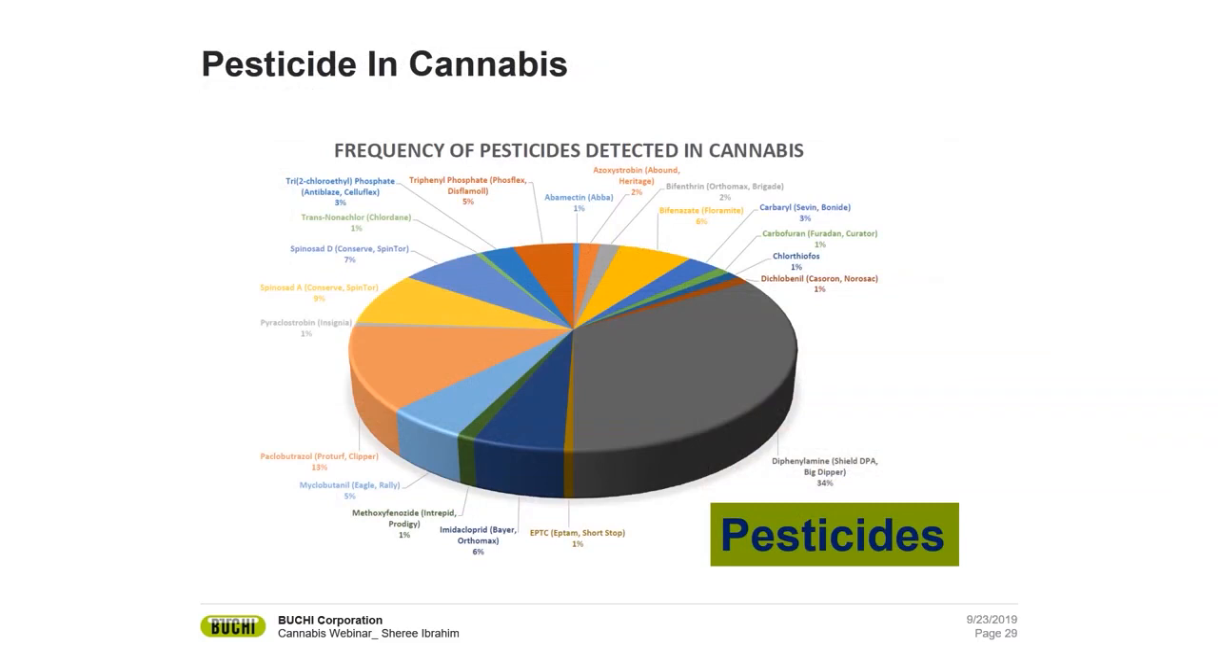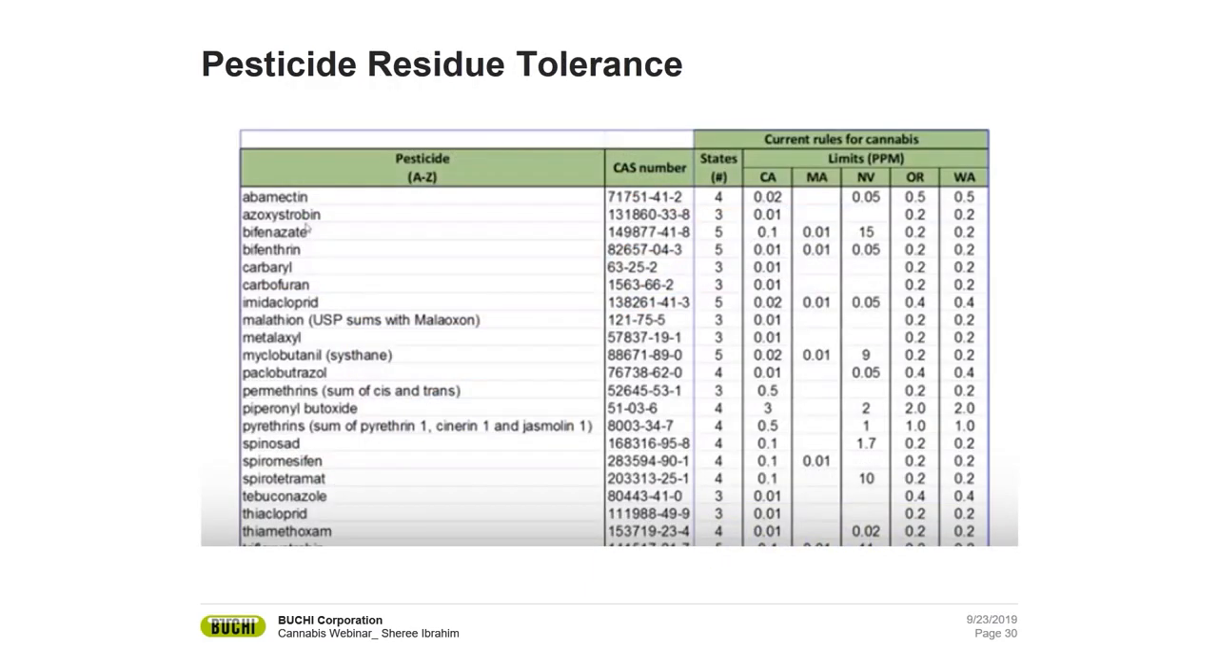Our last topic is pesticides, which is a very big topic in cannabis. This is a list of pesticides from one of our testing labs. You can see the frequency of different pesticides detected in cannabis. This is the pesticide residue tolerance for different states. As you can see, California has the cleanest product in the country, with very, very low levels of pesticides, while Oregon and Washington are similar. Other states such as Massachusetts and Nevada don't have all the pesticide regulations just yet.